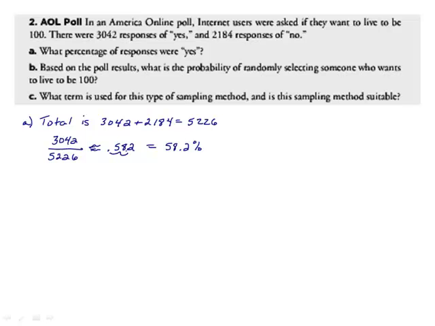Now, if we look at these poll results and want to find the probability of randomly selecting someone who wants to live to be 100, then we'd be estimating that from our poll results, and the probability there would be 58.2%. So it's the same answer as in Part A.